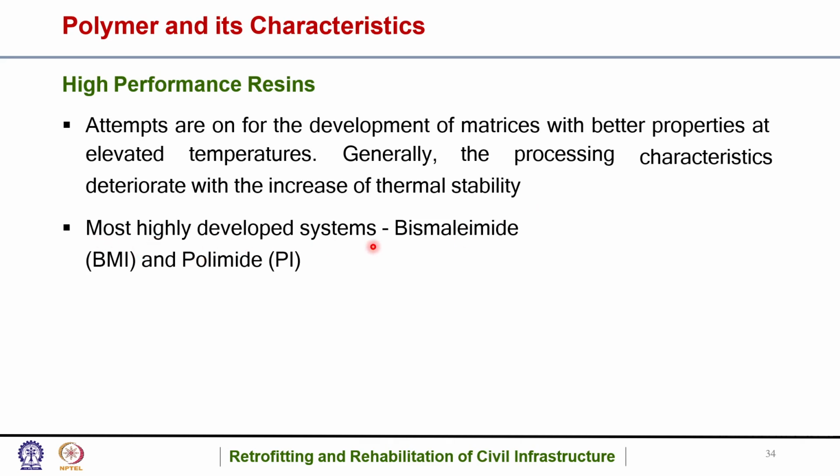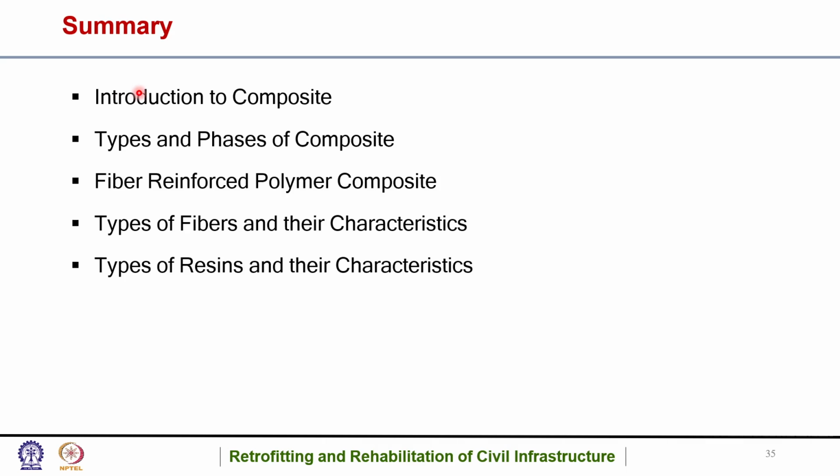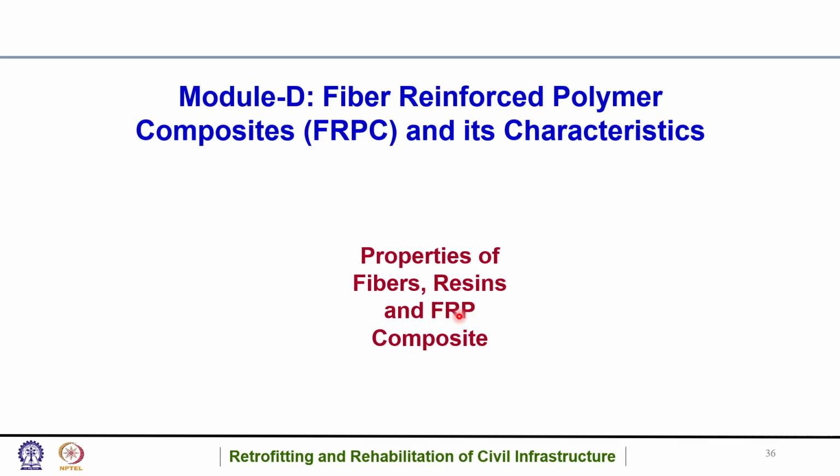Most highly developed systems can be bismaleimide, that is BMI, and polyimide, PI. So in this lecture, we understood what a composite is, that is its introduction, the types and phases of composite, fiber reinforced polymer composite, types of fibers and their characteristics, and types of resins and their characteristics.